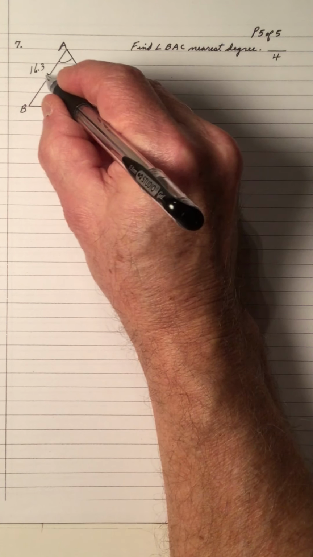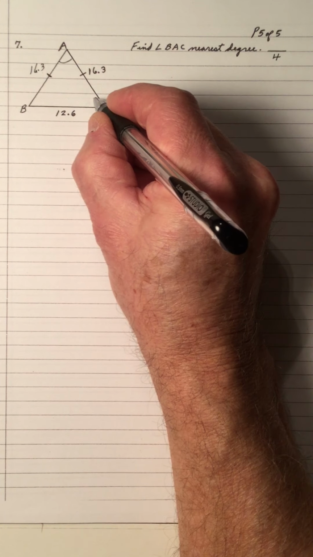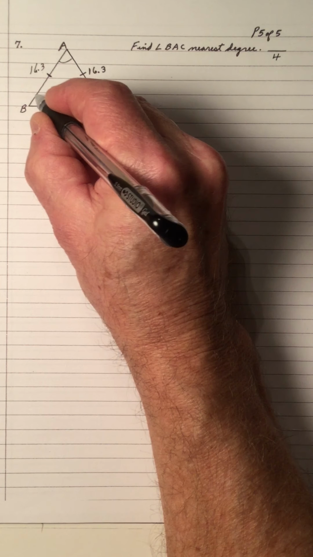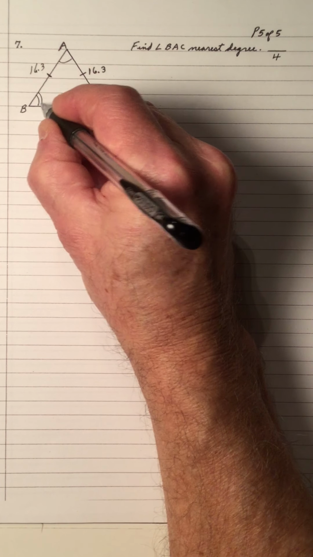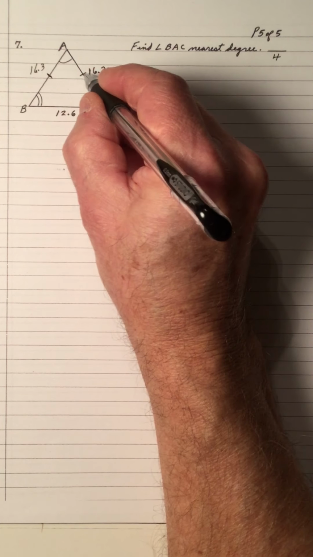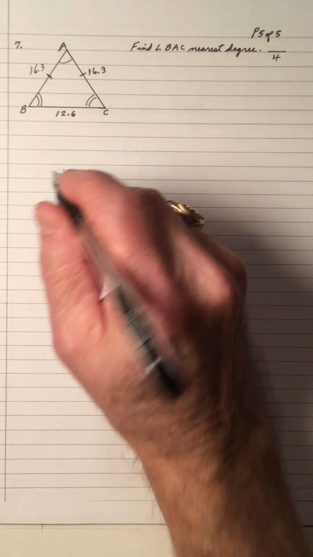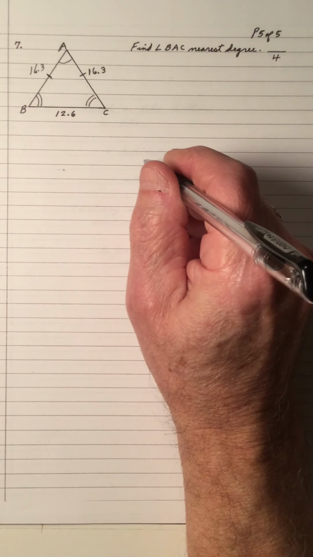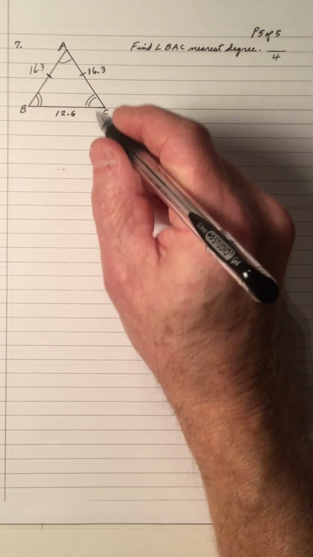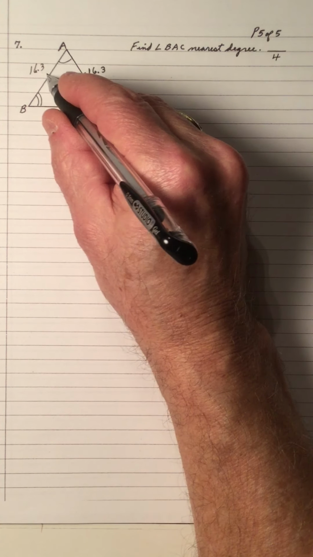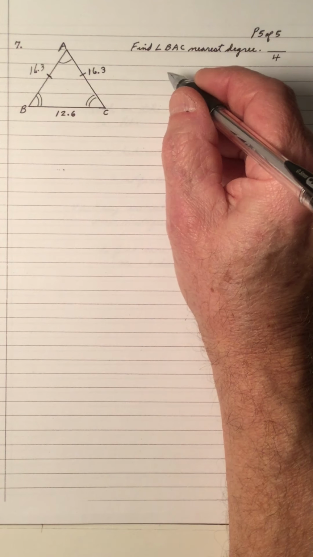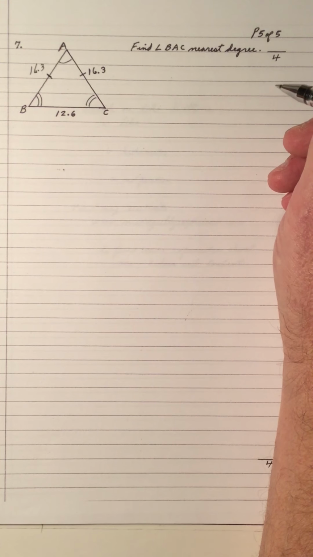So what happens, because these two sides are equal, that means this angle here is equal to this angle. Because if two sides are equal, two angles are equal. If 3 sides are equal, 3 angles are equal. If no sides are equal, no angles are equal. So the 2 angles that are equal are the angles that are opposite the equal sides. Now I still don't have a right triangle.